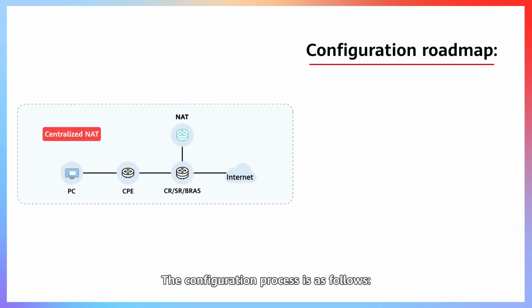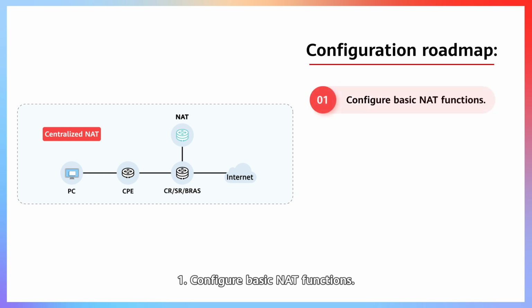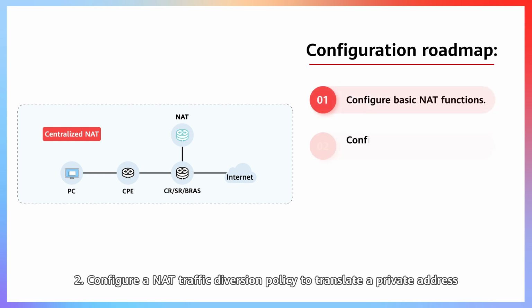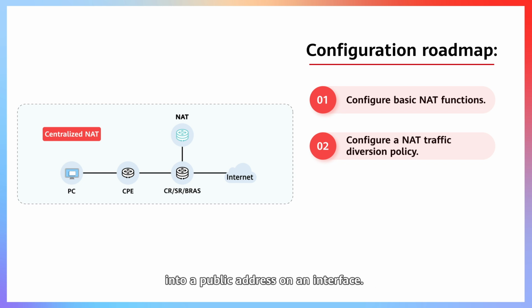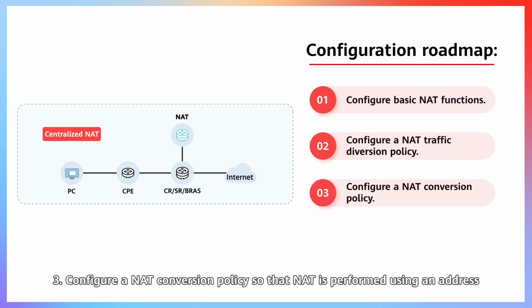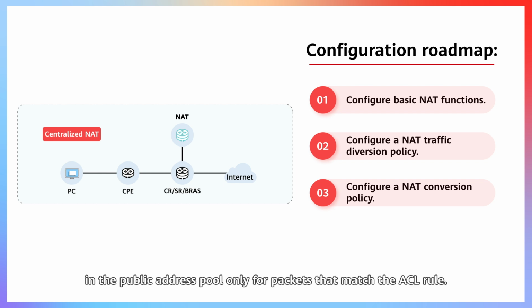The configuration process is as follows. First, configure basic NAT functions. Second, configure a NAT traffic diversion policy to translate a private address into a public address on an interface. Third, configure a NAT conversion policy so that NAT is performed using an address in the public address pool only for packets that match the ACL rule.